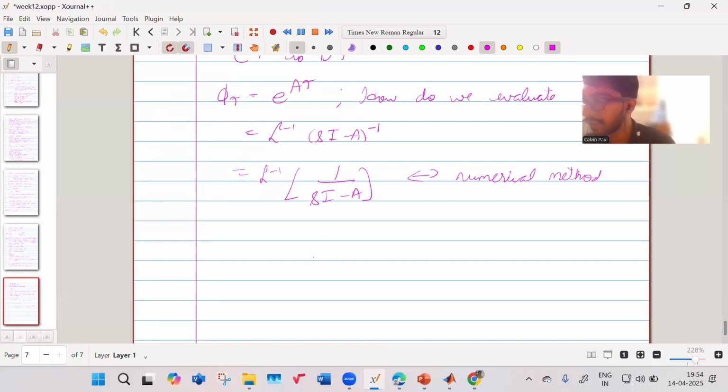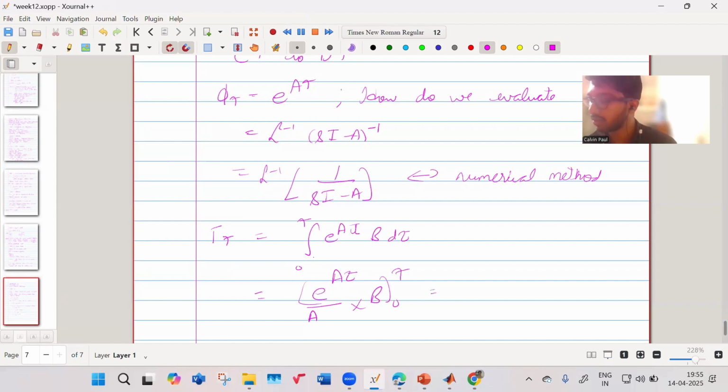Now, gamma t is the integration from 0 to t of e raised to A tau, into B d tau, right? So it will be e to power A tau, into B, with tau varying from 0 to T.